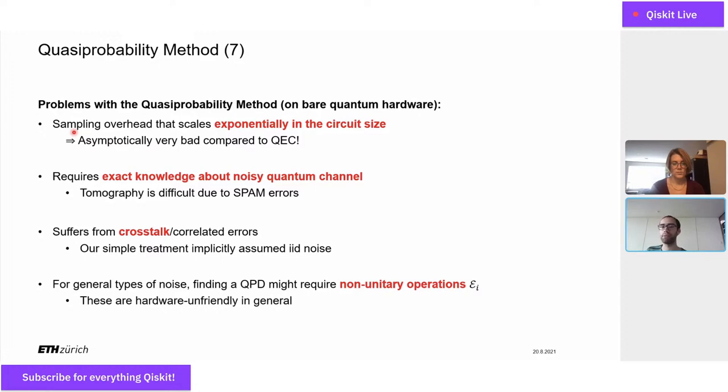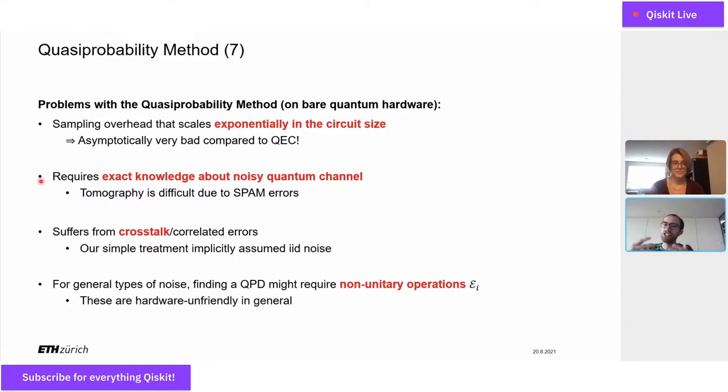Another problem, which some of you maybe already thought about, is that the quasi-probability method requires exact knowledge of the noise that is actually happening on the hardware. Any experimentalists out there who did tomography before probably already know that this is a very difficult process and that state preparation and measurement errors make your life very hard, and it's very hard to really know what kind of noise happens on your hardware. And this is a very big problem for the quasi-probability method.